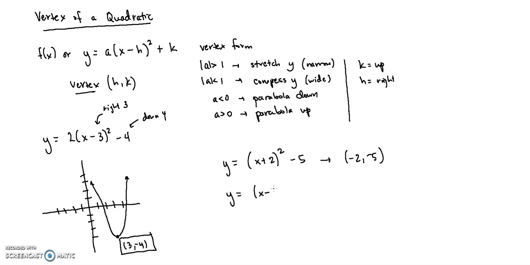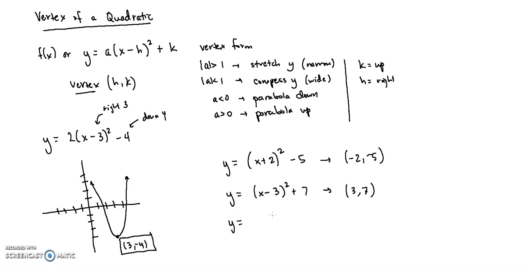Let's try another one. Let's say we have x minus 3 squared plus 7. So this is going to take us to the right by 3, and this is going to take us up 7. So right 3 and up 7, or opposite sign would be positive 3, same sign would be positive 7. So right 3, up 7, or opposite sign, same sign.